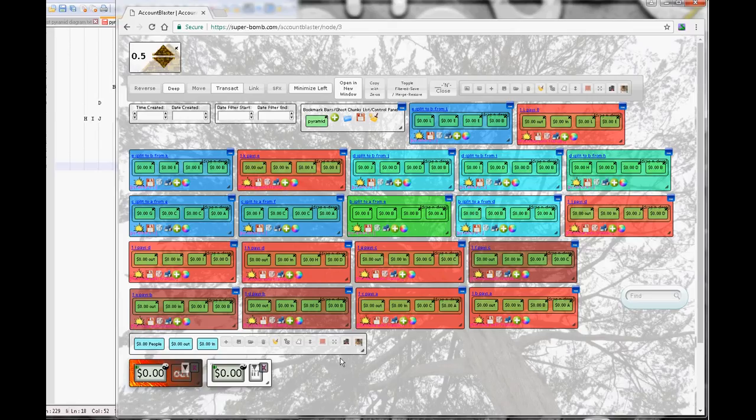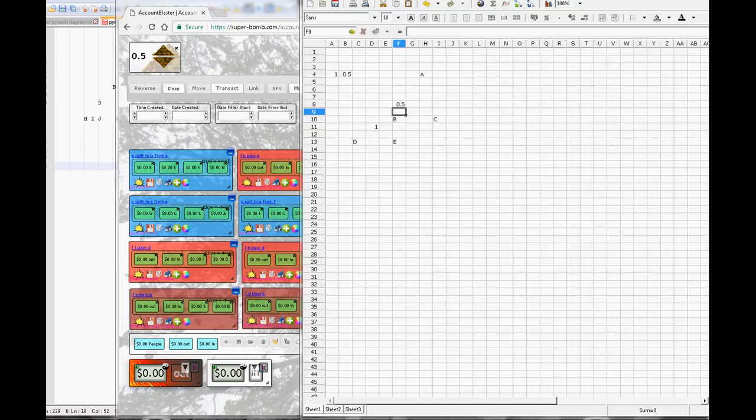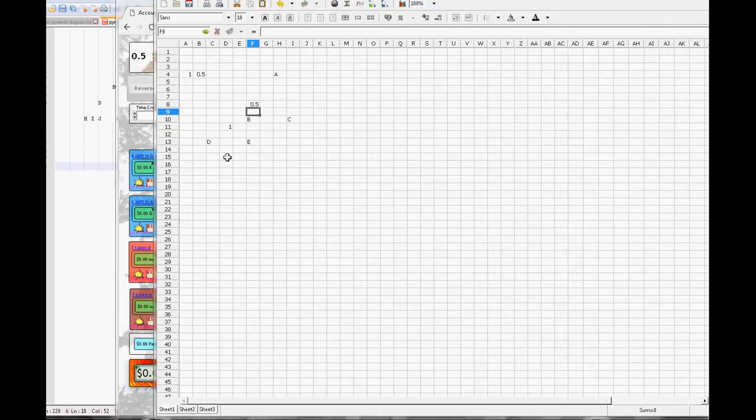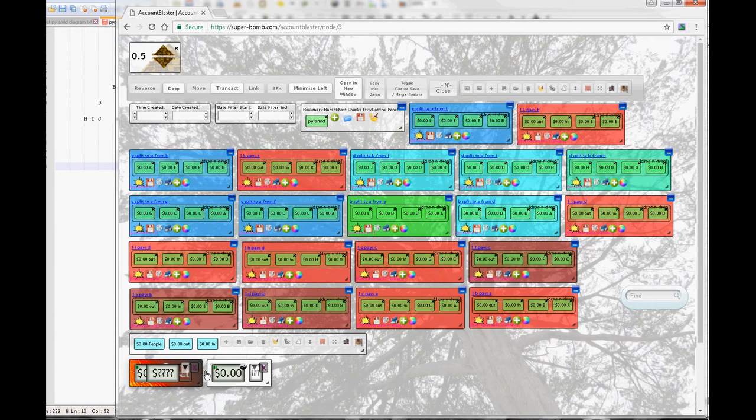So, remember the spreadsheet? I didn't try that hard this time, but that's how far I got with it. All right, so here goes nothing. Dollar.